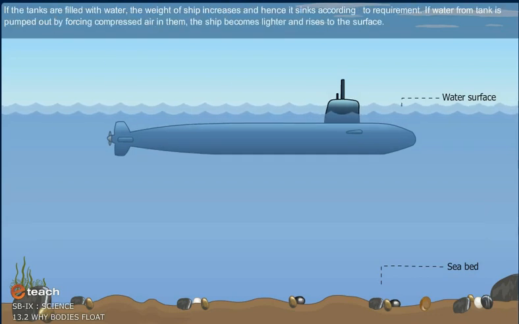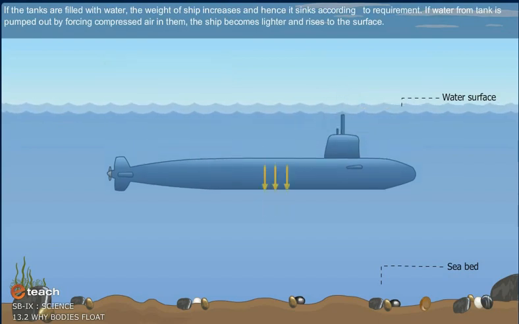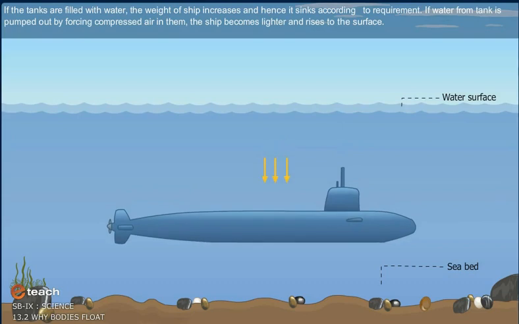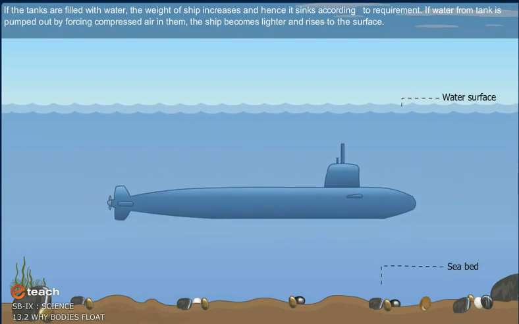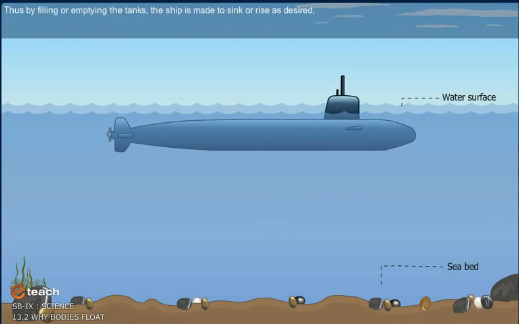If the tanks are filled with water, the weight of the ship increases and hence it sinks according to the requirement. If water from the tanks is pumped out by forcing compressed air in them, the ship becomes lighter and rises to the surface. Thus, by filling or emptying the tanks, the ship is made to sink or rise as desired.